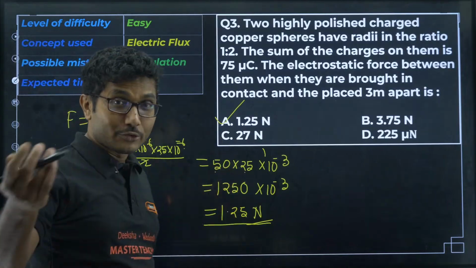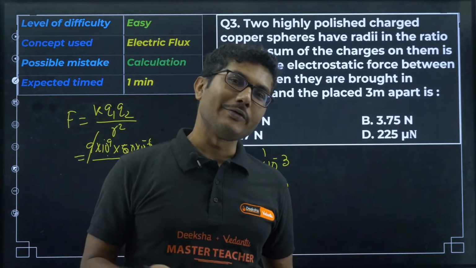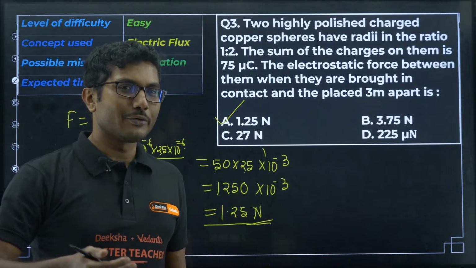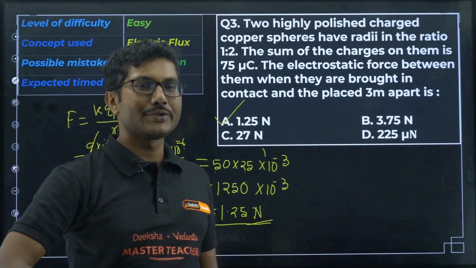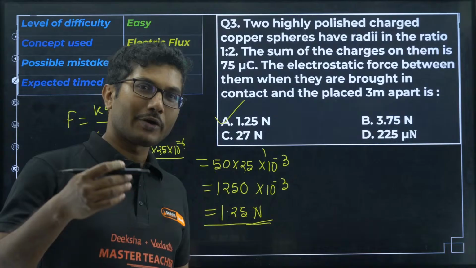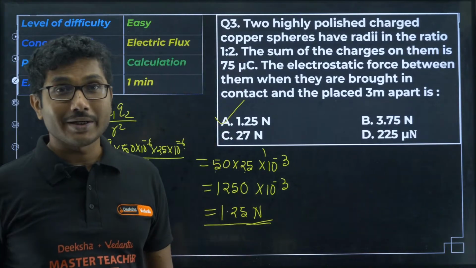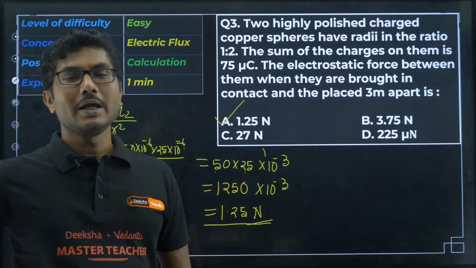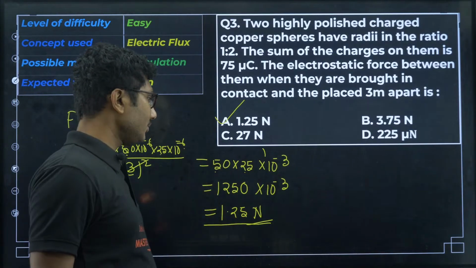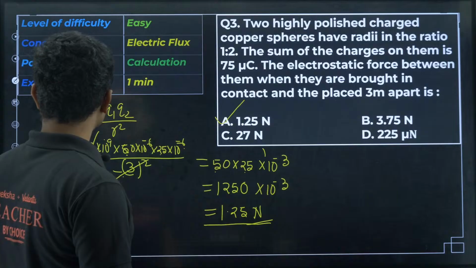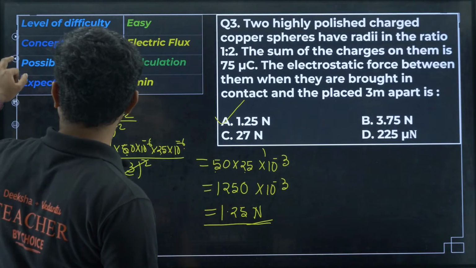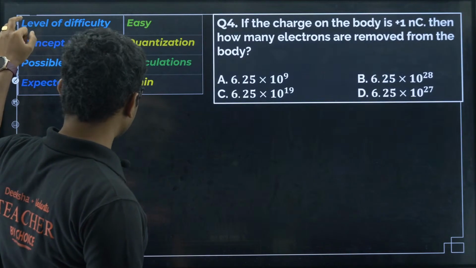How to remember this kind of thing? 4 into 25 is 100. 4 into 25 is 100, 5 into 25 will be 125, 6 will be 150, 7 will be 175, 8 will be 200, 9 into 25 will be 225. Okay, right. Now let's move on to the next question.